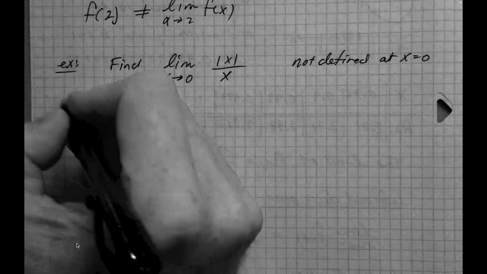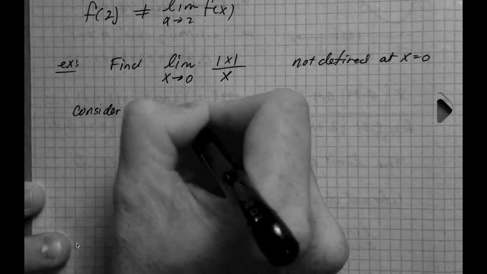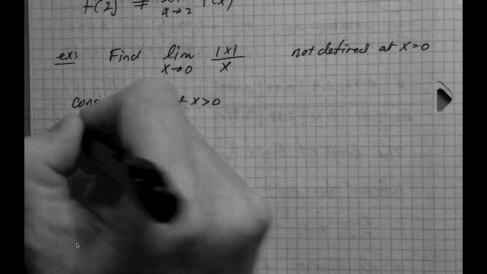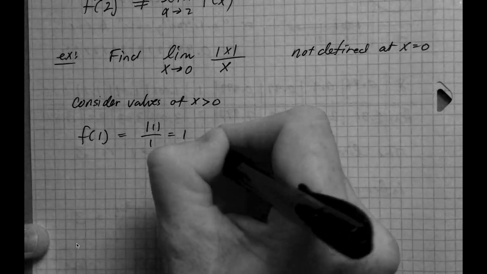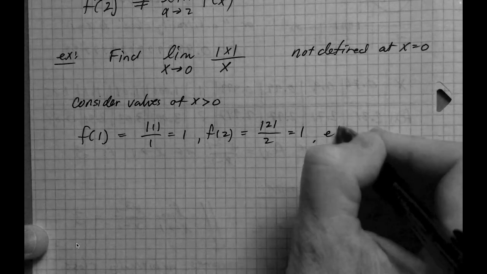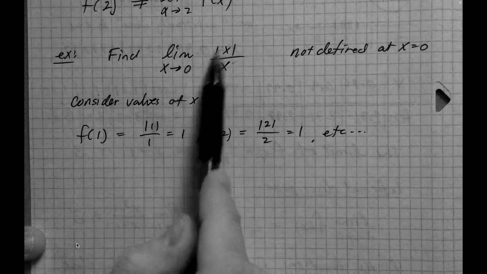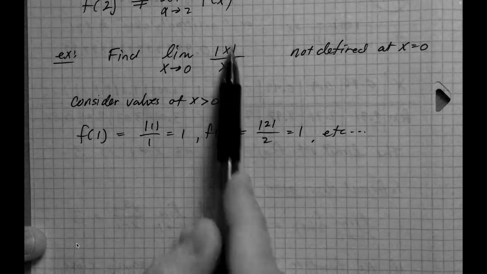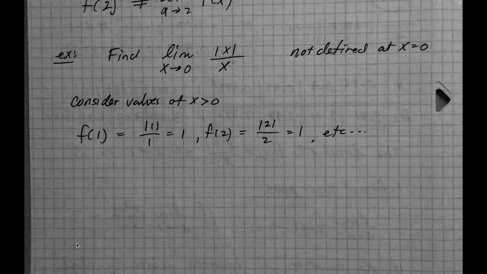So let's first start by considering values of x that are strictly greater than 0. So let's take a look at what we would have here. For example, f of 1. Well, that's the absolute value of 1 divided by 1, so it's 1. What's f of 2? Well, that's the absolute value of 2 divided by 2, so it's 1, right? And so on. So we can see that any time x is greater than 0, the value of this is going to be just 1. It's basically the absolute value divided by the number itself, which is the same number whenever x is positive. So you get 1s.